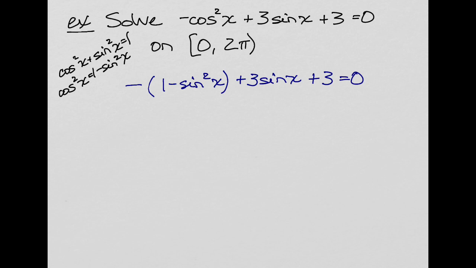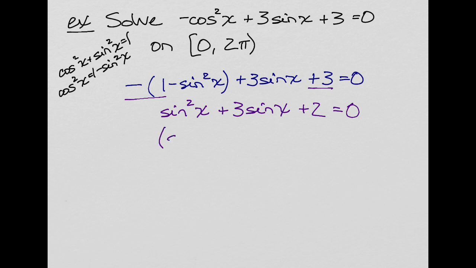Well, algebra, let's see. So I'm going to distribute that negative through. I have now positive sine squared x, and then plus 3 sine x. And this is minus 1 plus 3, total of positive 2, equals 0. Now our goal is to factor.